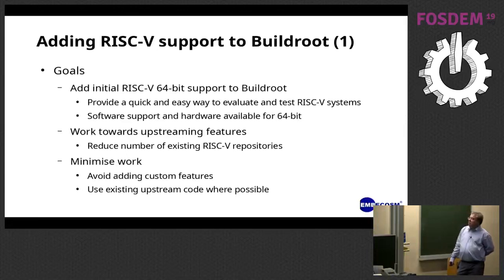One of the priorities as well, not for laziness, was just to minimize work in terms of customizing Buildroot or having to add any special features just to cater for RISC-V. The idea was to use as much upstream software as possible and customize Buildroot as little as needed.